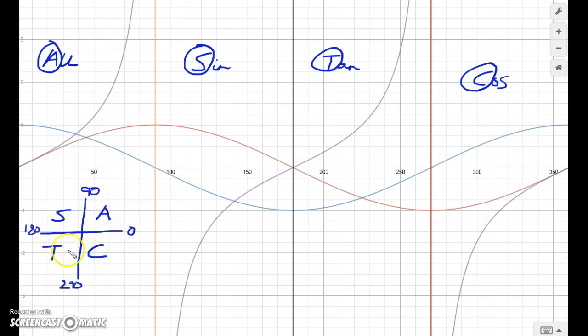So often this is called a quadrant diagram, or sometimes it's referred to as the CAST quadrant, C-A-S-T. And some people remember various mnemonics to remember this. So we use this to help us solve trig equations.